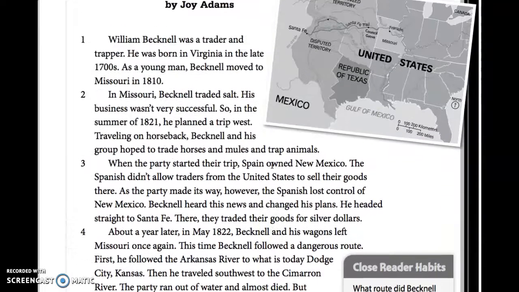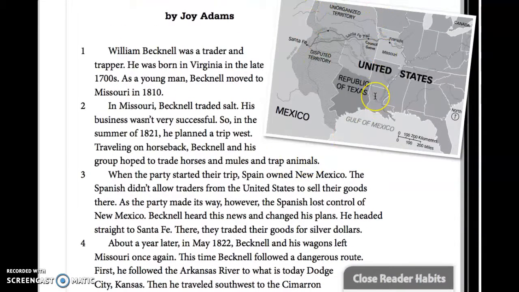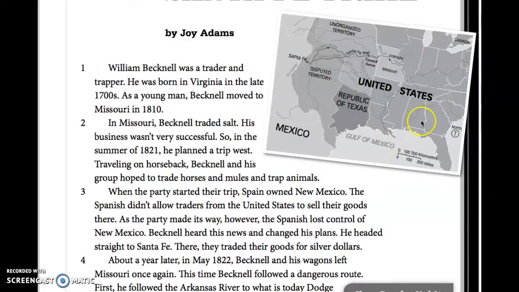So something important, whenever we see a map, a text feature, we cannot skip it. So I'm going to now look at this map and first of all, see if I can understand Becknell's journey a little bit better. So first of all, here's Indiana. That's where we're from. And it talked about Missouri a lot. You see Missouri right here? And look, I have a little marker here.